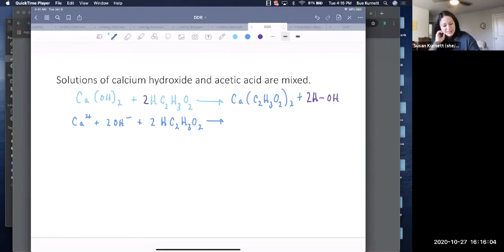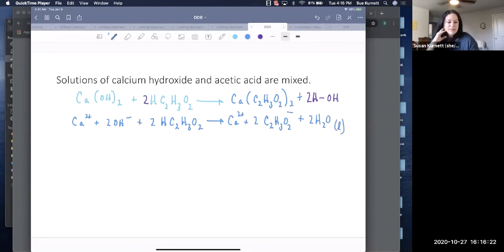But now we need to use that rule, because calcium acetate is a salt, and acetates are soluble, no exceptions. And I'm going to write water the correct way and add an L for liquid.